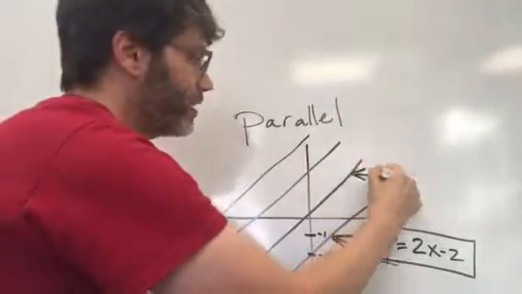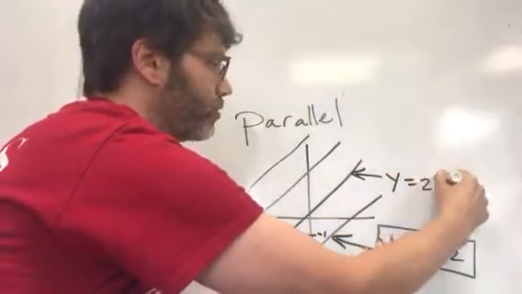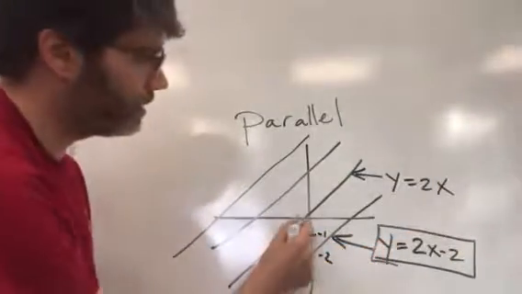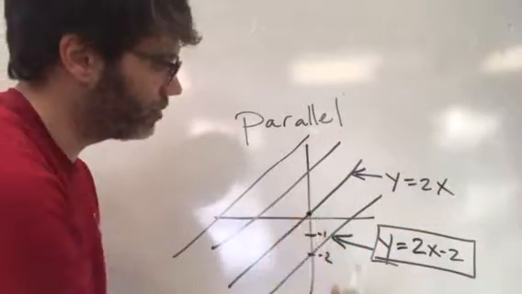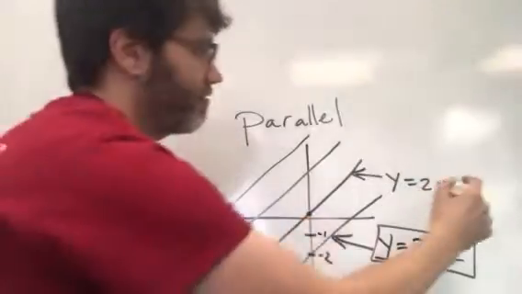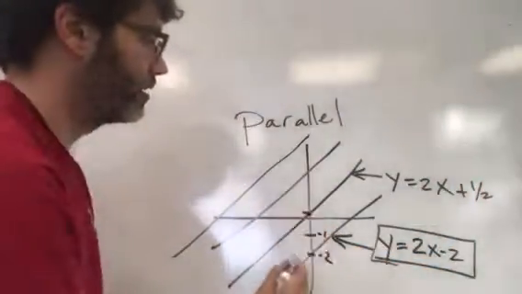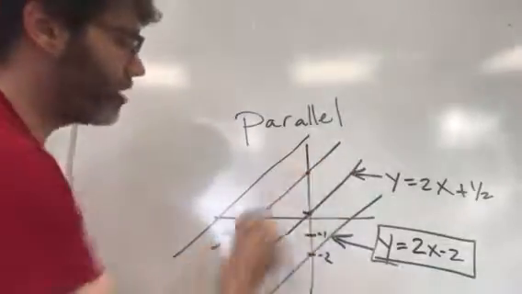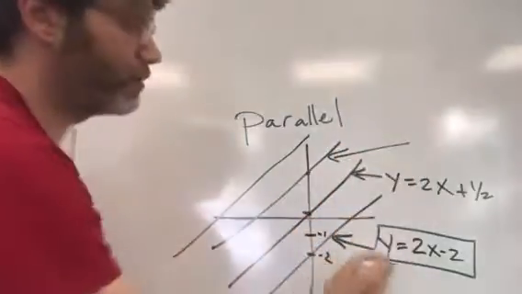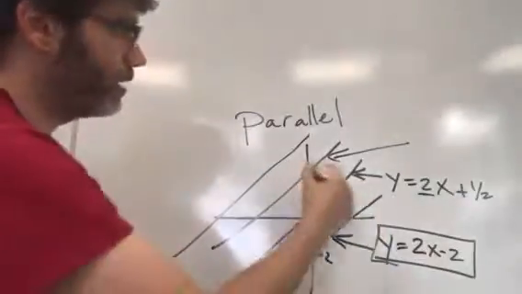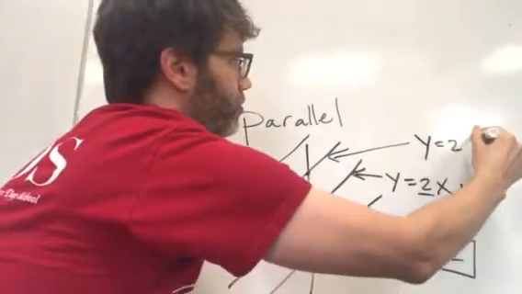So this line here also has to be y equals 2x. Let's see, where does it go through? It looks like it goes through maybe a half. So it's 2x plus 1/2. That's where the b is right here. Up here, this line also has a slope of 2, because do you see that they're parallel? So this is y equals 2x.